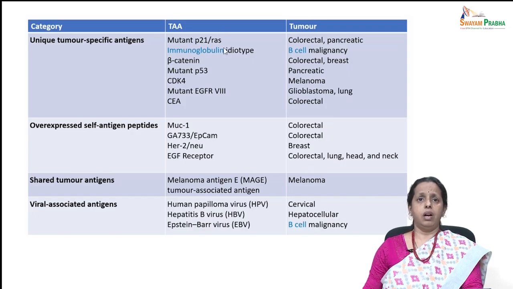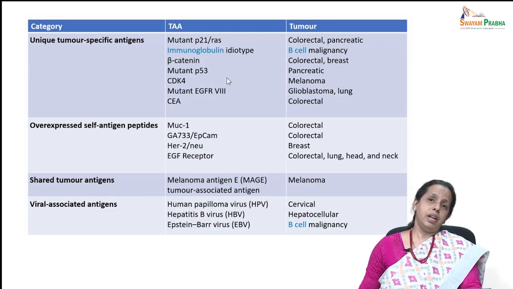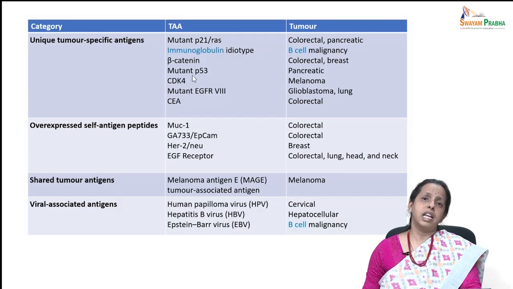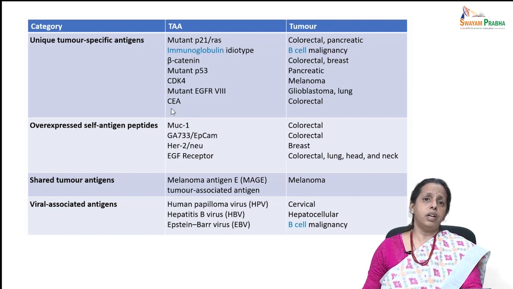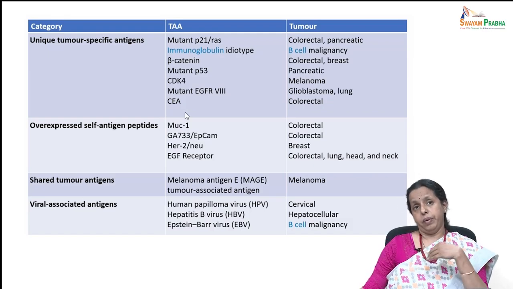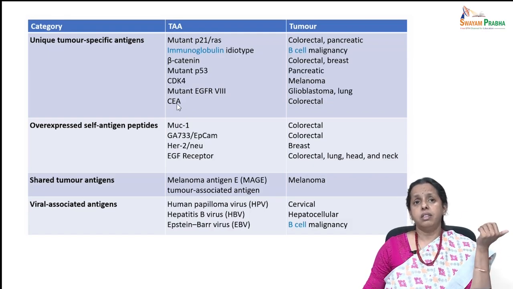Then you have beta catenin and mutant P53. If you all recollect, these are many of your very important oncogenes. Then your CDK4; imagine, get back to your first cancer biology class and the cell cycle. And then you have the mutant EGFR and your CEA, carcinoembryonic antigen, which is present only in the fetus and in a very small quantity in the liver, whereas in the tumor it is at an increased level.